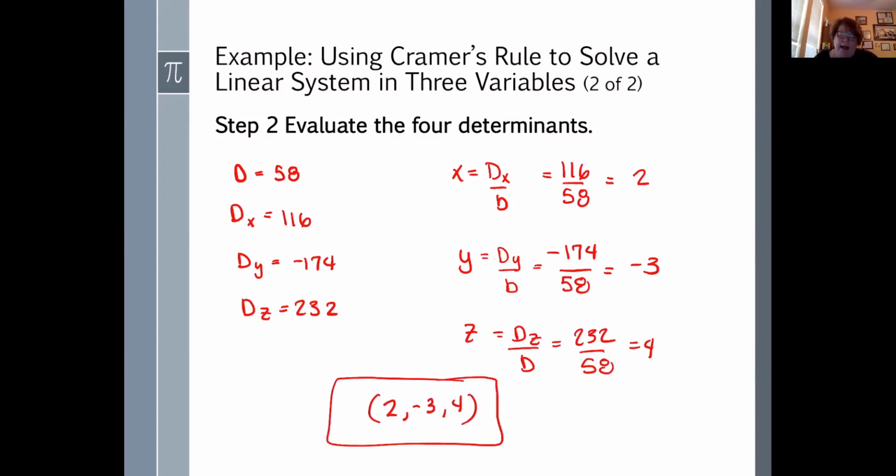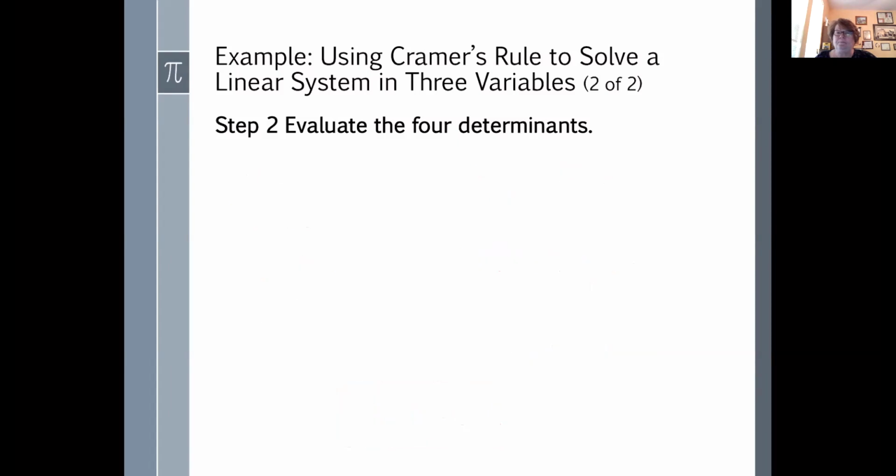So this is how we solve a system of equations using Cramer's rule. You first must find 4 determinants, and once you find those 4 determinants, you're going to take ratios of those determinants, and that will give you x, y, and z. And that concludes section 6.5 on finding the solutions of equations using determinants and Cramer's rule.